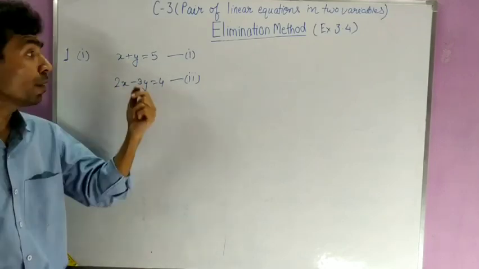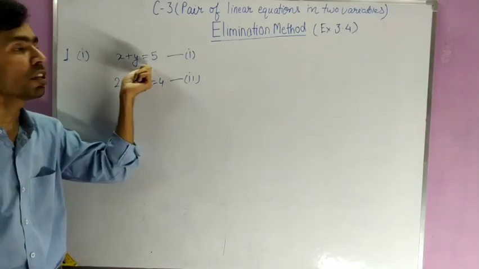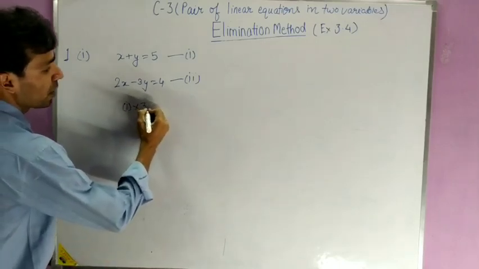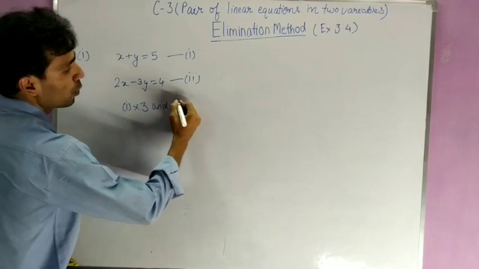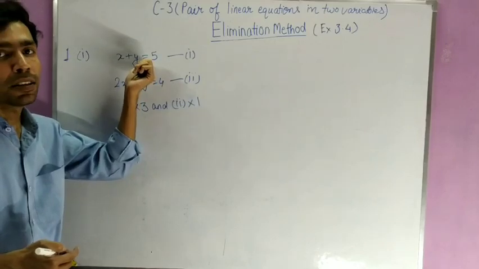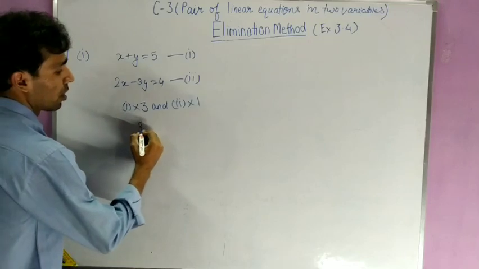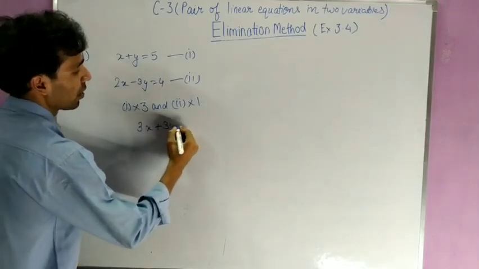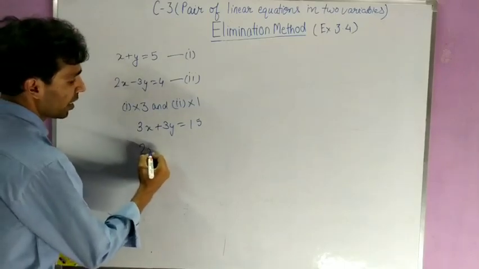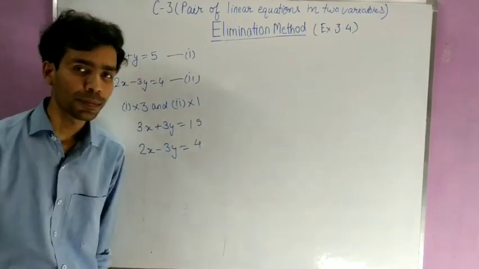So if we multiply equation 1 by 3, what will we get? We will get 3x plus 3y equal to 15. So I can write that equation 1 is multiplied by 3 and equation 2 is multiplied by 1, because when 3 is multiplied, we get 3y, and the same thing we want in the other, so I multiplied by 1. Now see, 3x plus 3y equal to 15, and 2x minus 3y equal to 4, because we have multiplied by 1.